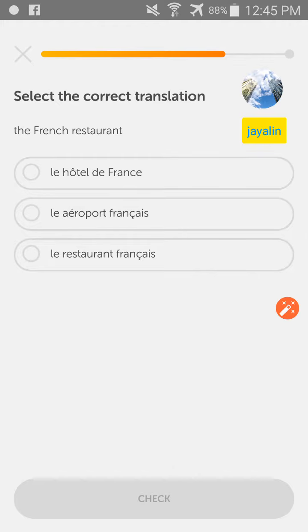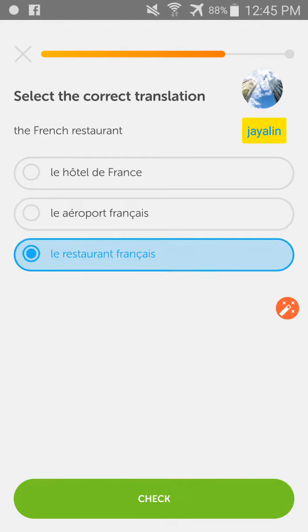By looking at these, restaurant is a masculine word. Le restaurant. The French restaurant, le restaurant français. And because it's masculine, the français doesn't have an e at the end. It's the masculine form of français without the e at the end. It's going to be this one, the second one, le restaurant français. The other is a French airport, and l'Hôtel de France, hotel of France. The first one, not sure if it has a meaning. The correct one is le restaurant français.